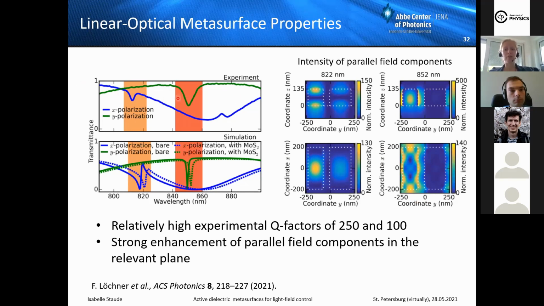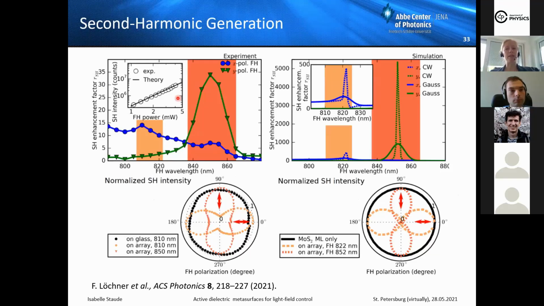All right, so now we look at the second harmonic. Again, there is the experiment and the simulation. This is the enhancement factor that we see here compared to an off-resonant structure, so no detrimental substrate effects. It's really comparable, and we get a factor of about 35 of enhancement in the second resonance, and something like 15 for this first resonance.